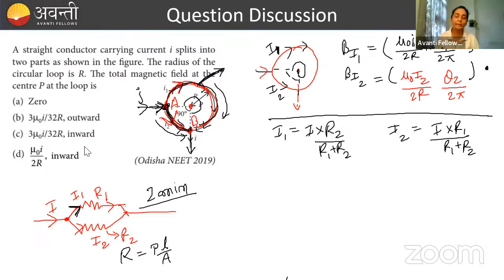L is different. Again, L will depend on what? If there is an arc making an angle theta at the center, L will depend on theta. If theta is 2 pi, arc length will be 2 pi r. If theta is theta, then arc length will be theta into r. Done.